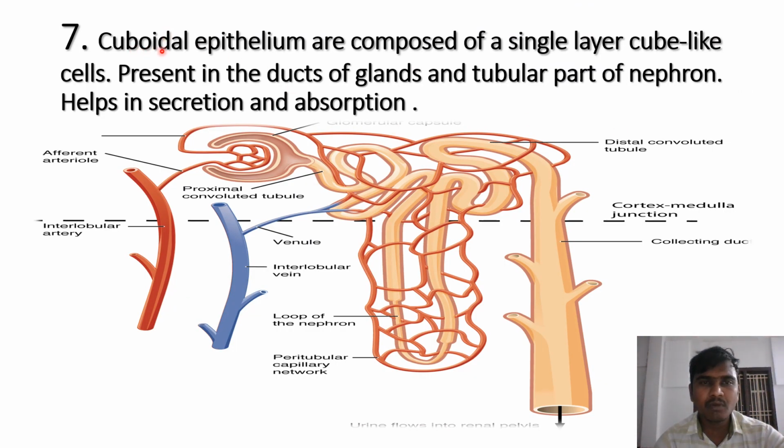Next is the cuboidal epithelium. This cuboidal epithelium is present in the ducts of glands and the tubular part of the nephron. It is the nephron, students. It is present in the kidney. It is the structural and functional unit of the kidney. In the blood, different waste materials are there, and all that waste material is collected through this nephron.